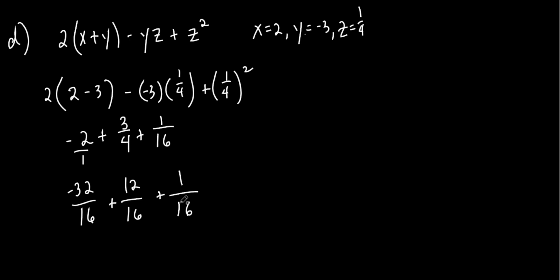Okay. So what do you get here? What's that? -20, right? Plus 1. What's -20 plus 1? -19 over 16. And there you go. That's your answer.